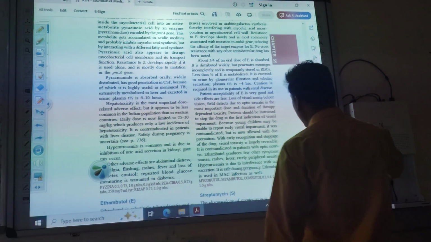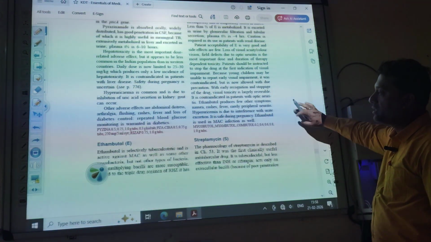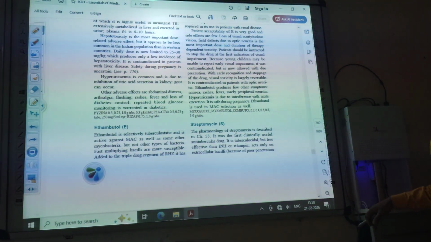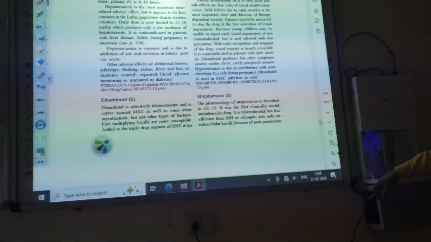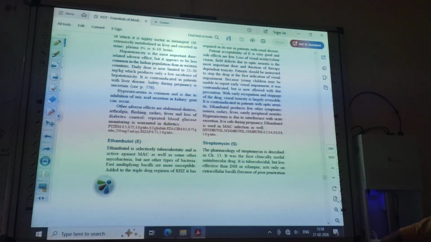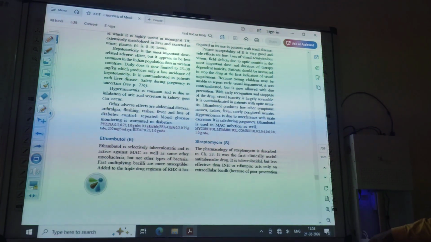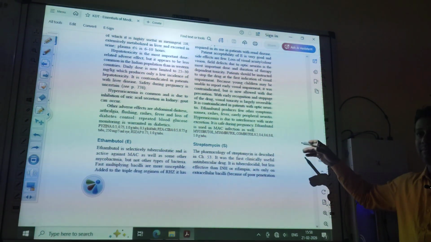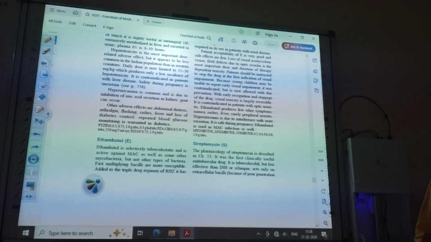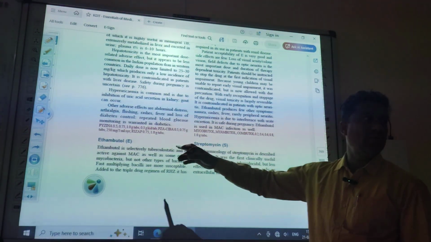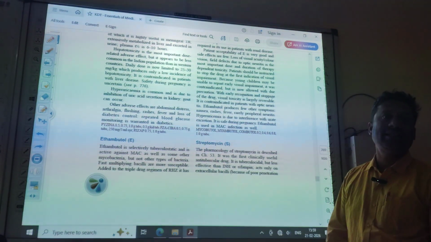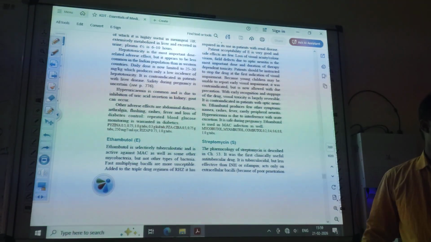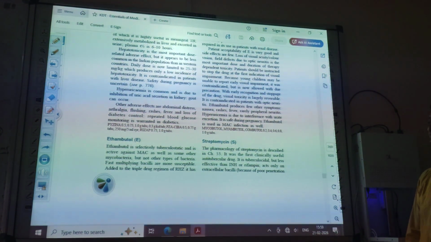Then the fourth one is ethambutol. Ethambutol is selectively tuberculostatic; here the static is there. Isoniazid, rifampicin, and pyrazinamide are all bactericidal, but ethambutol, number 4, represented as capital E, is tuberculostatic, not cidal. You have to remember this.